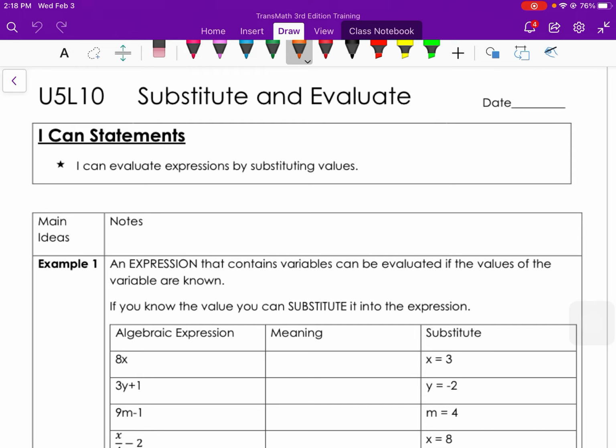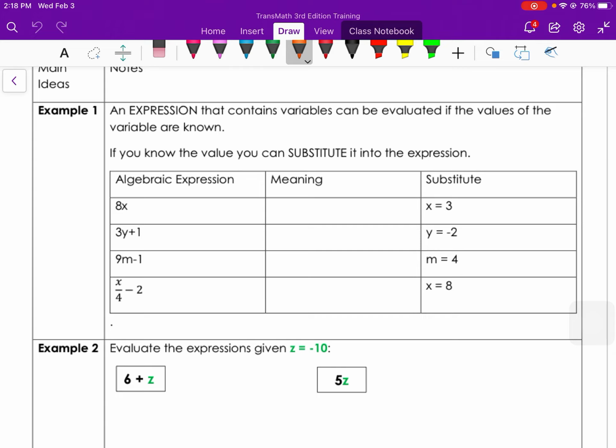All right, so you can evaluate expressions by substituting in values is our goal today. An expression that contains variables can be evaluated if the values of the variables are known. If you know the value, you can substitute into the expression. So let's say that we have the algebraic expression 8x. That means 8 times x. So if I know that x is equal to 3, I can substitute in 8 times 3, my expression would be equal to 24.